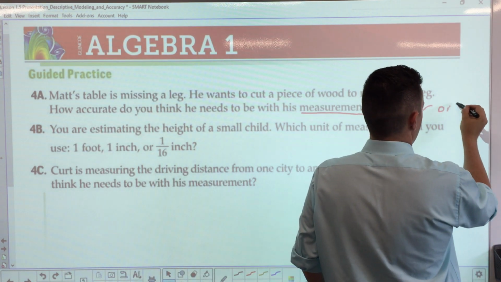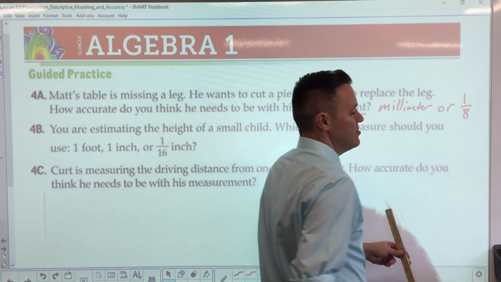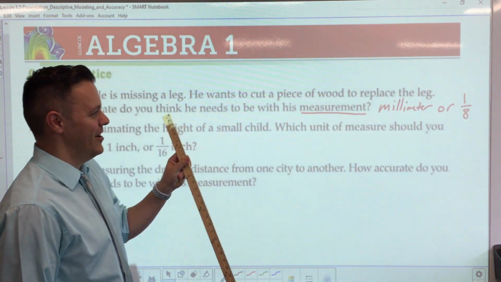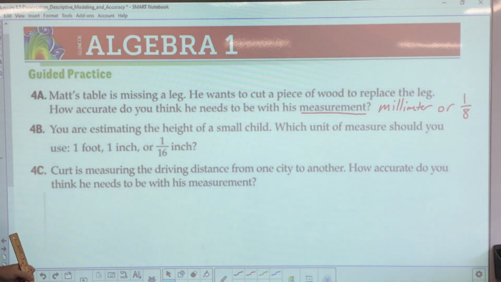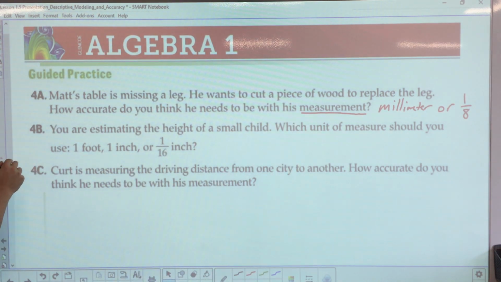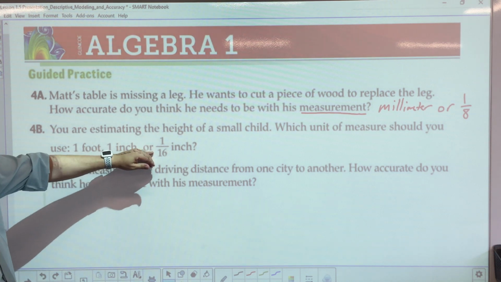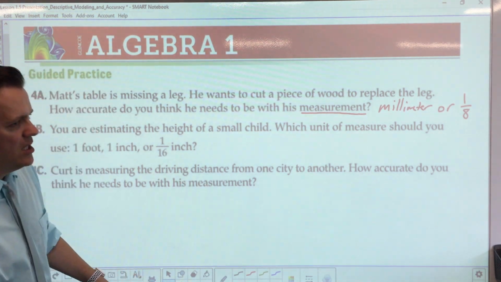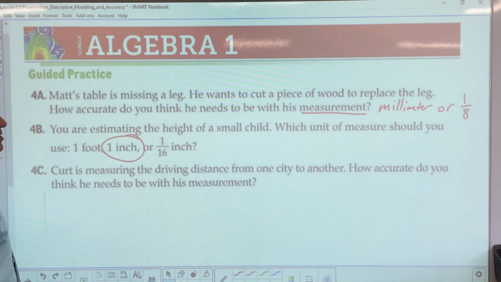All right, we are in America. We do not use the metric system. So it could be 1/8 inches as well. When I cut, I usually use 1/8. I don't use millimeters. You're estimating the height of a small child. Which unit of measure should you use? 1 foot, 1 inch, or 1/16 of an inch? You probably want to use 1 inch. None of us goes to 1/16. With 1 foot, you'd be too big. You'd want to use 1 inch.